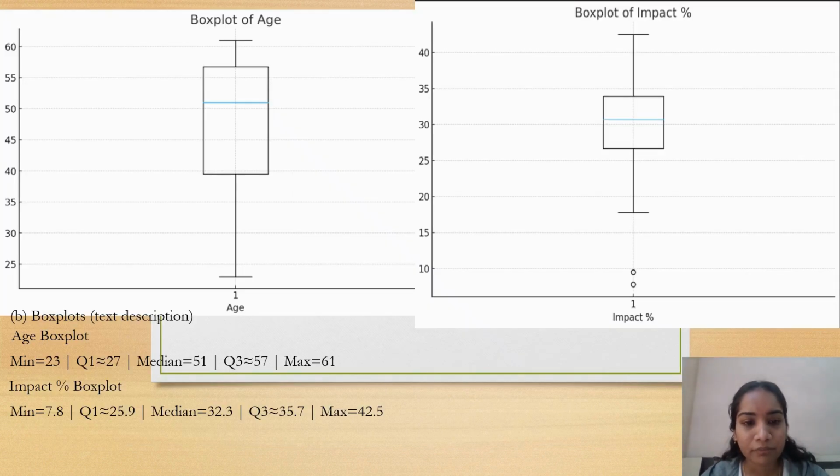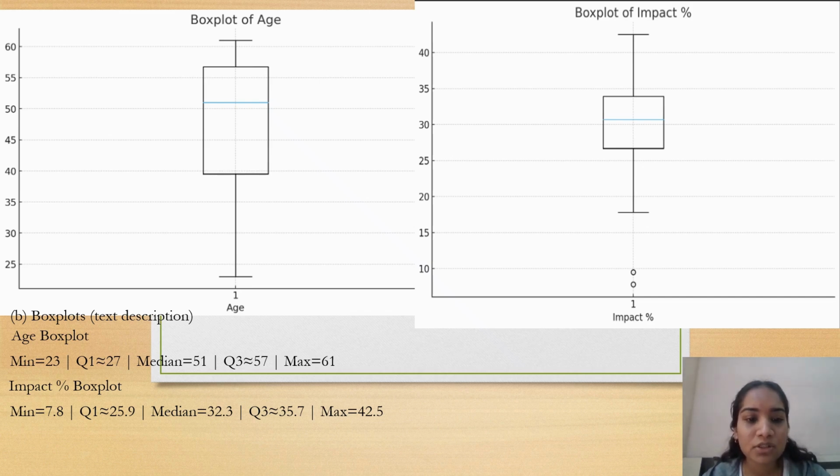After that, we see the scatter plot between age and impact percentage. Here each point represents one complaint. So the plot suggests no linear correlation between age and impact percentage. The points are scattered randomly, meaning age does not predict perceived incident impact.